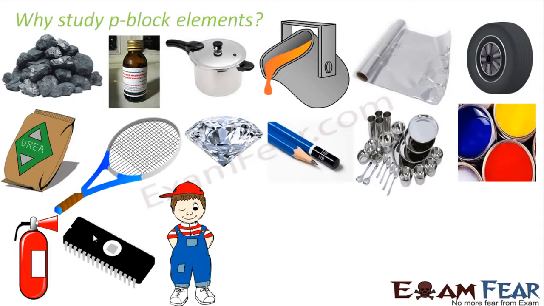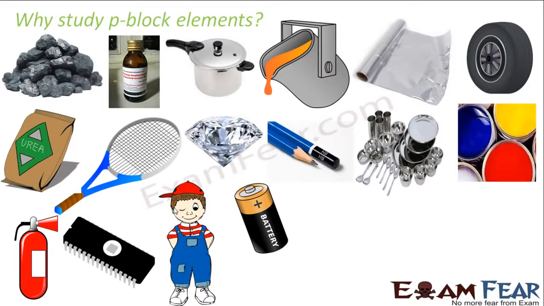Human beings themselves, we have a good amount of carbon dioxide and other p-block elements in us. This is critical for us because we take in oxygen and give out carbon dioxide. Carbon dioxide is nothing but carbon, which is a p block element. So p block elements are there in our body itself.